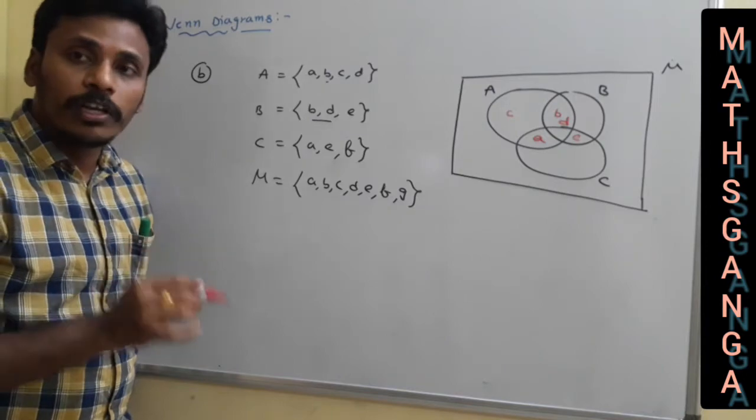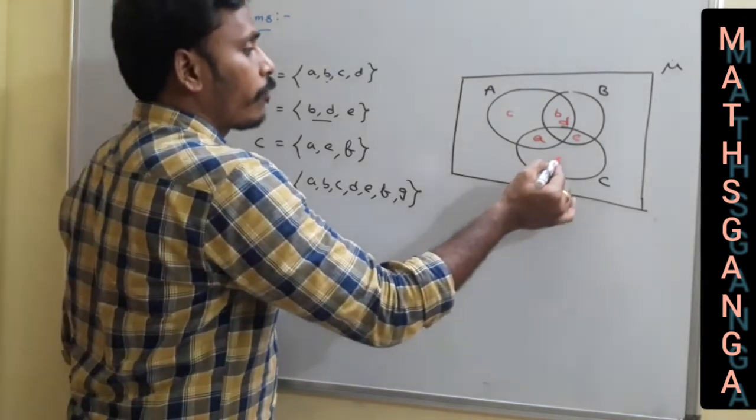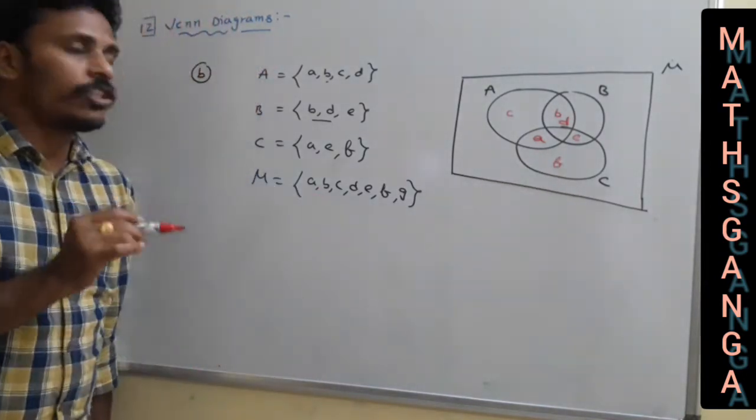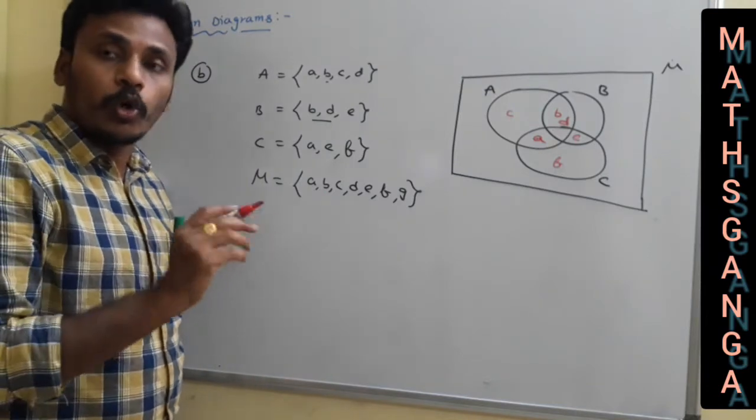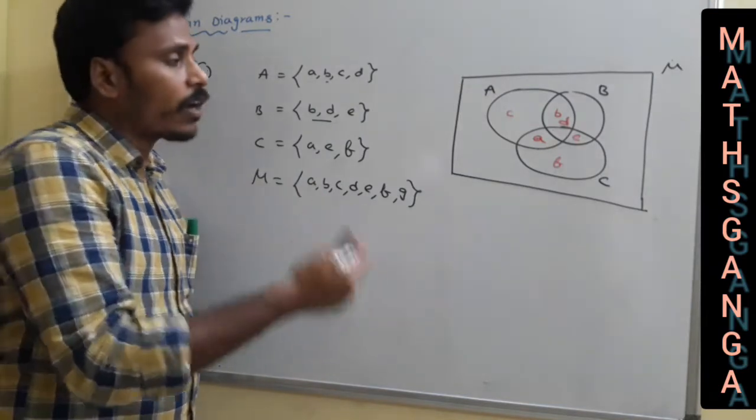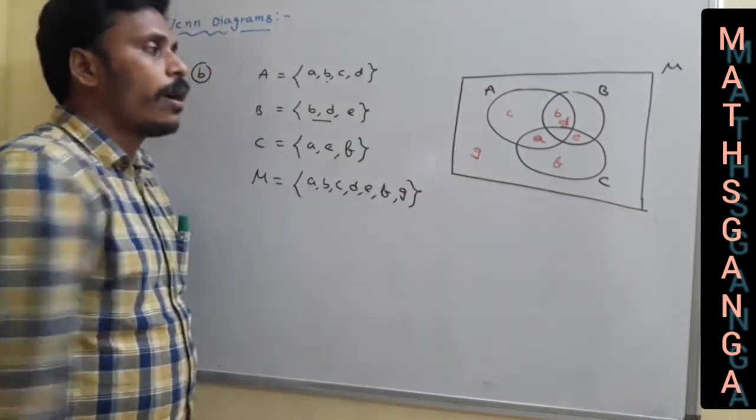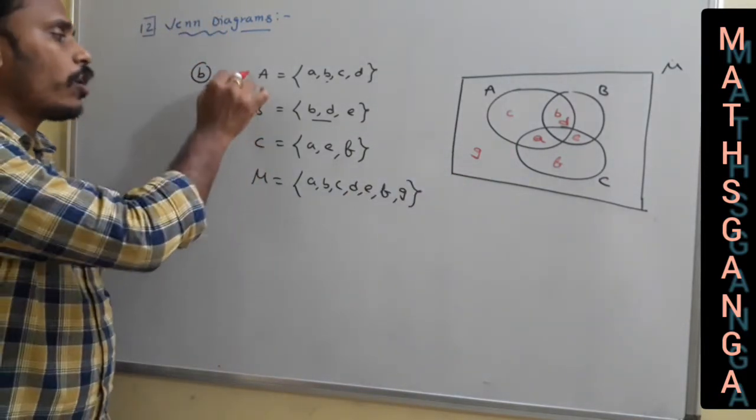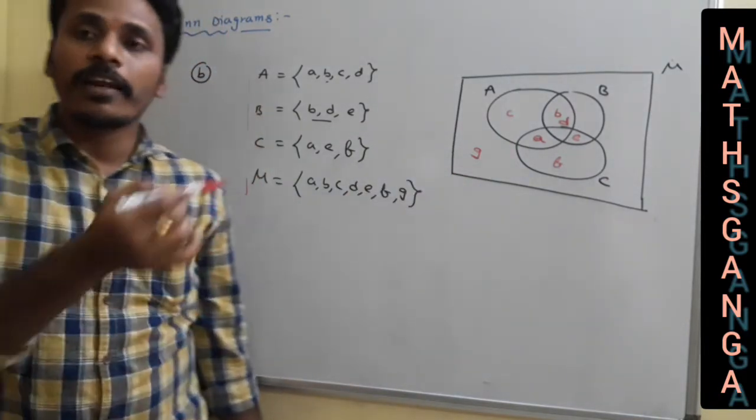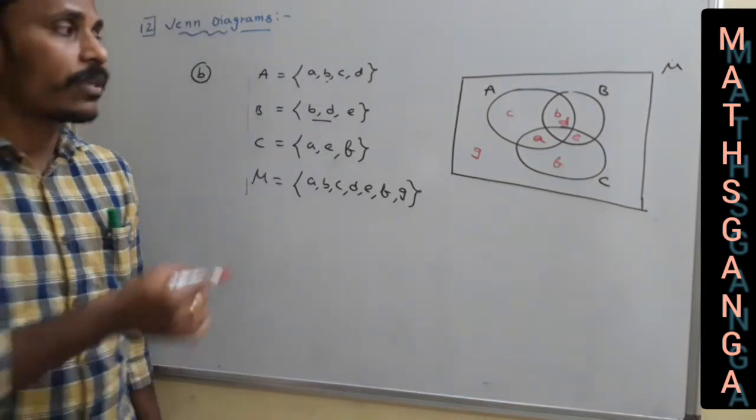Okay, and coming to F. F is there in only C, so you just write F here. And G. G is not there in A, B and C, so don't write G in the circles, write it outside the circles. Somewhere you just mark it here. So based on the elements of the sets, we can represent those elements in Venn diagrams like this.